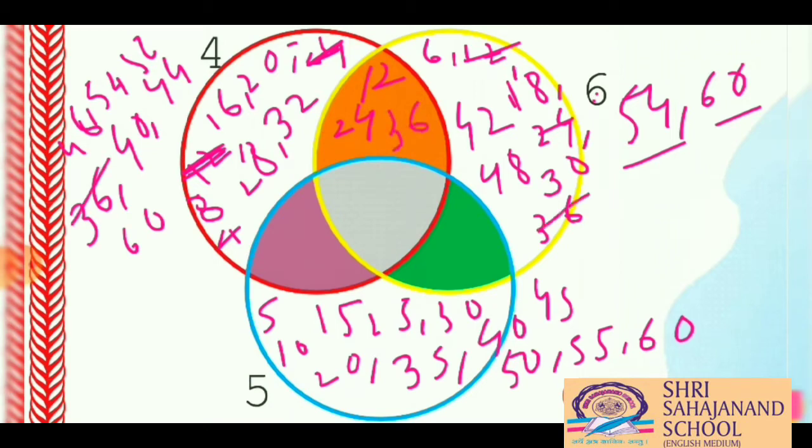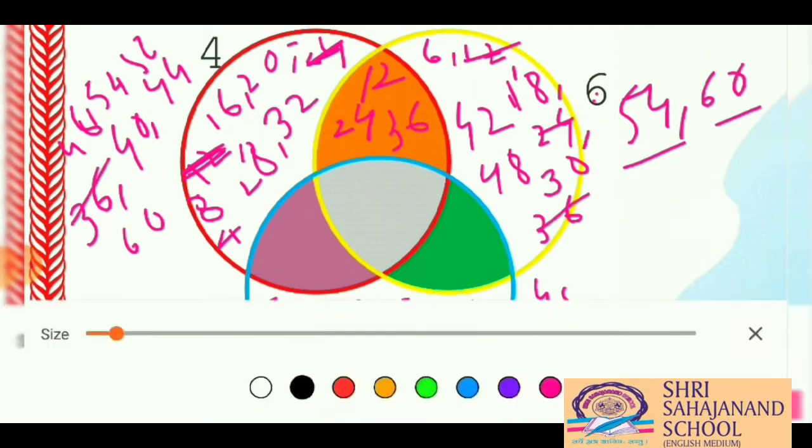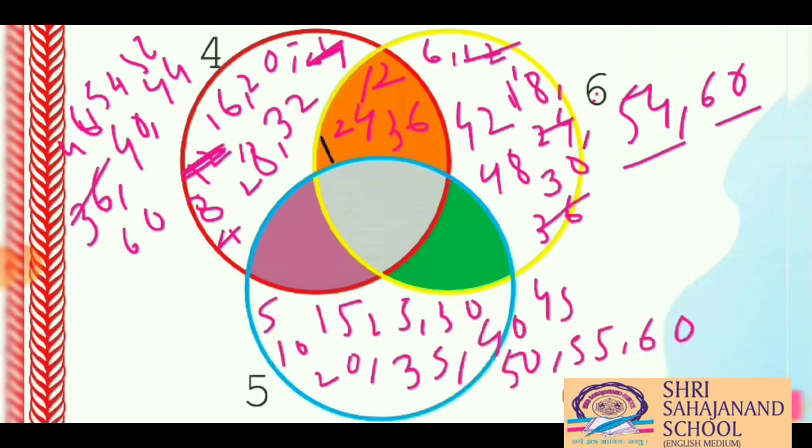So write here 36. Next you can write 48, then 60. So let me take another color. Okay, here we can write 48 and also we can write 60. So these are the common multiples of 4 and 6 only. Now come to the green part.